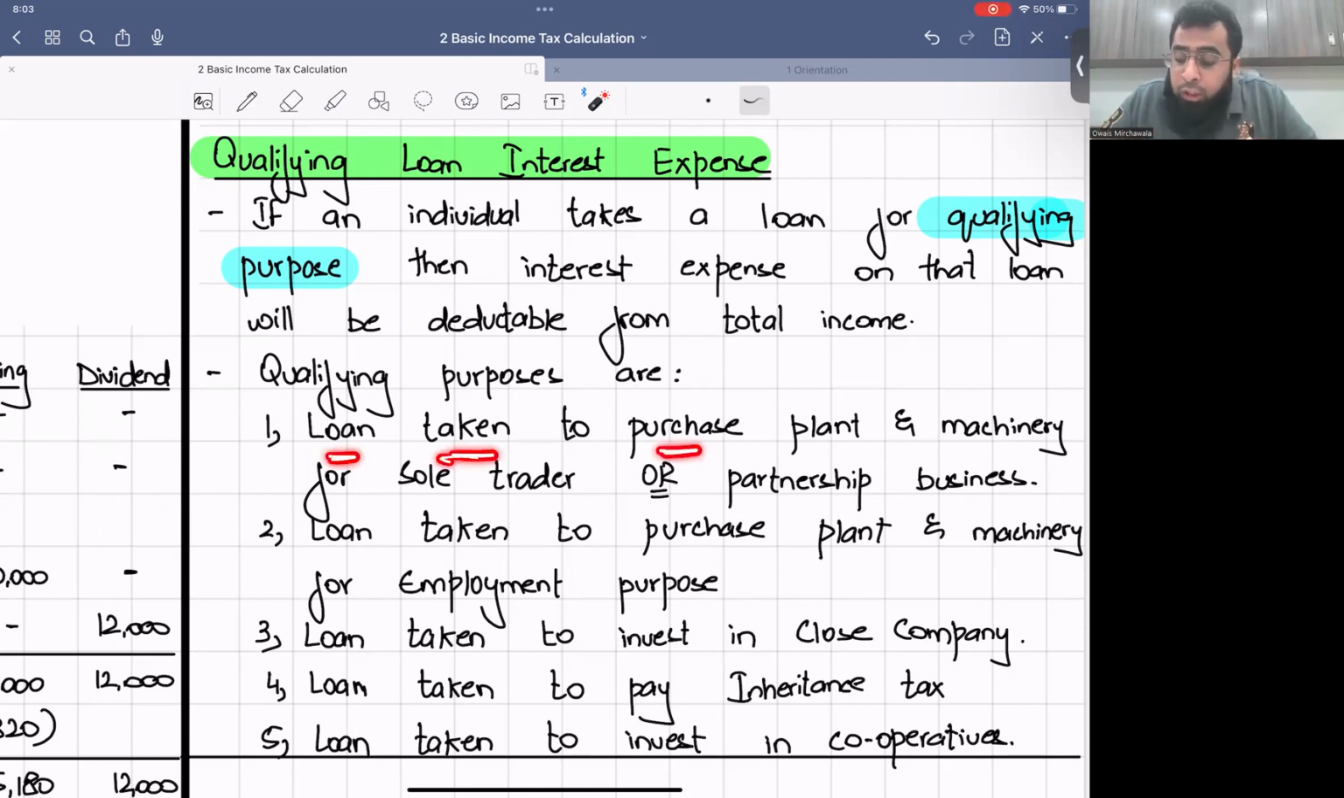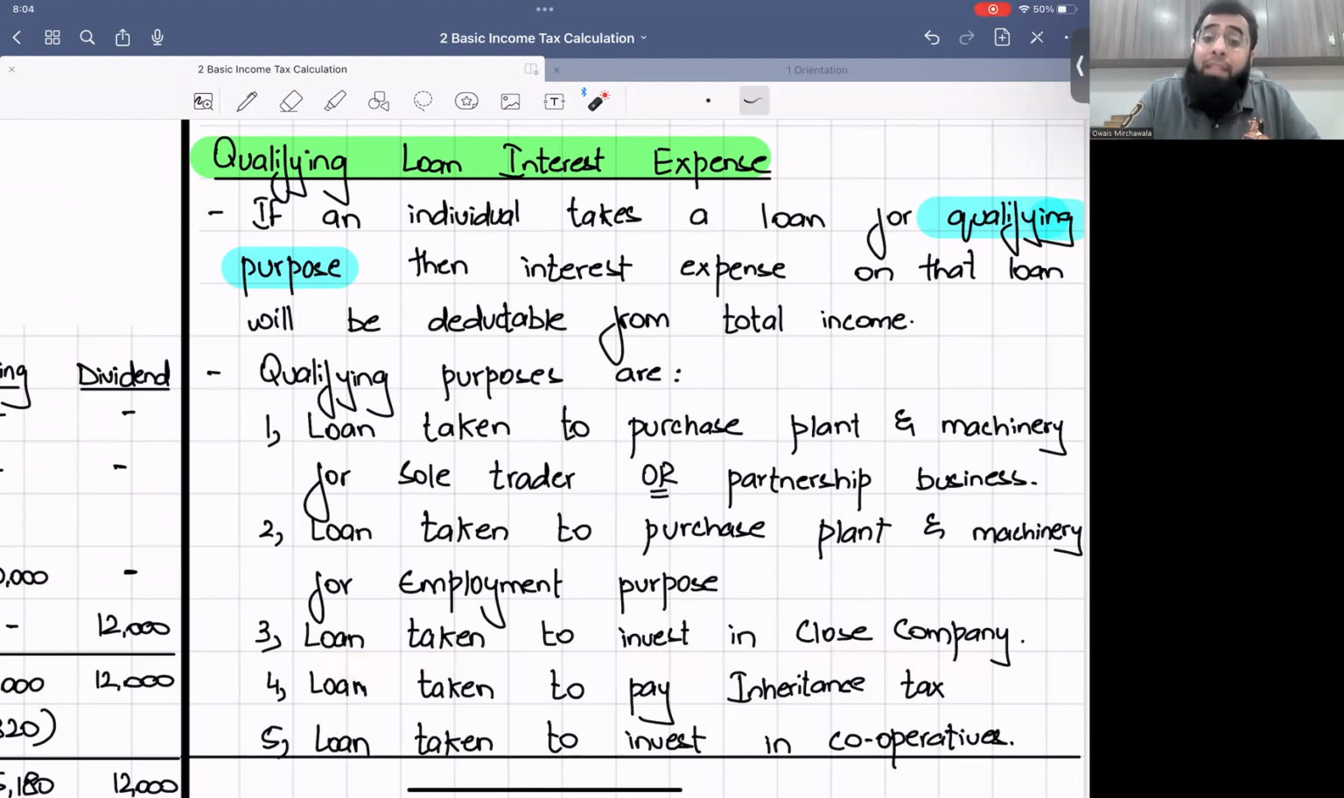If we take a loan to purchase plant and machinery for our sole trader or partnership business, that loan is a qualifying loan. Interest expense of that loan is deductible from our total income. A loan taken to purchase plant and machinery for your employment is also qualifying. Sometimes a job requires you to have a laptop or some other machinery. So if I take a loan to purchase plant and machinery for my job, that is also a qualifying loan.